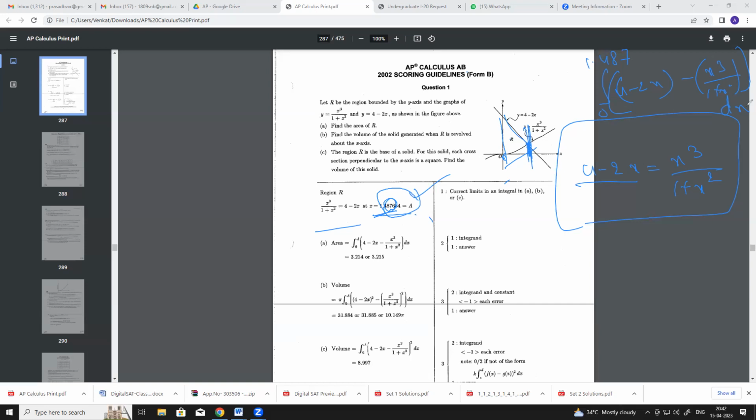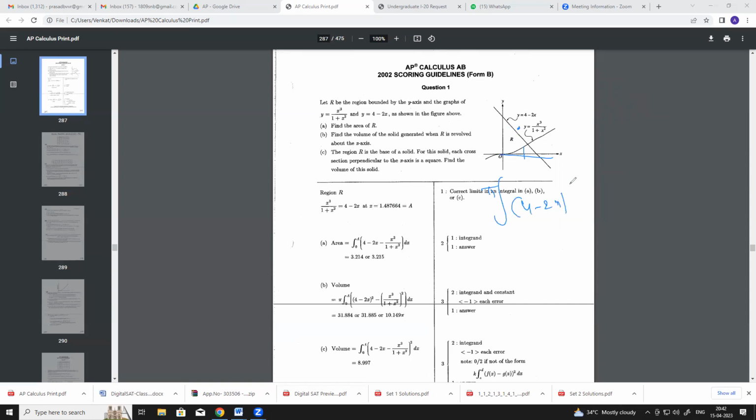Understood, right? Now volume. Find the volume of the solid generated when R is revolved around the x-axis. So you are revolving around the x-axis, and you get a washer. So pi times the integral of the outer curve, which is (4 minus 2x) whole square. The integral from a to b, here 0 to 1.487, of f of x whole square minus g of x whole square. See how simple if you know the concept.